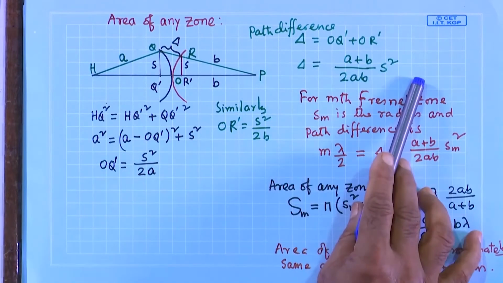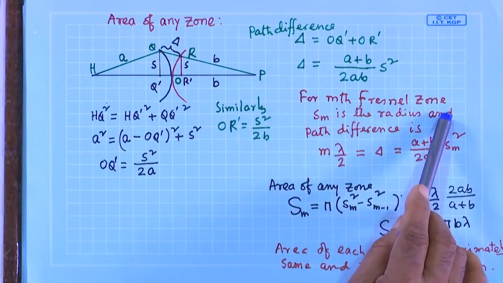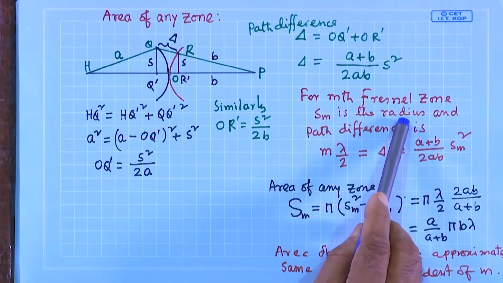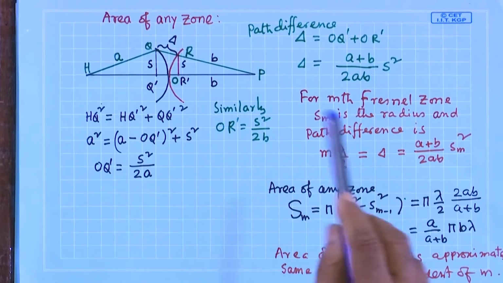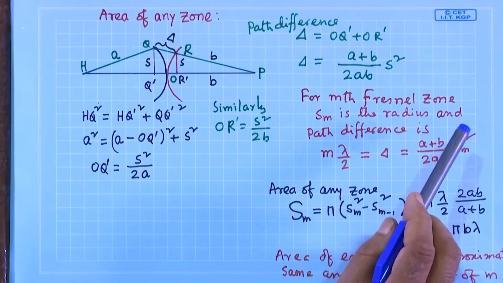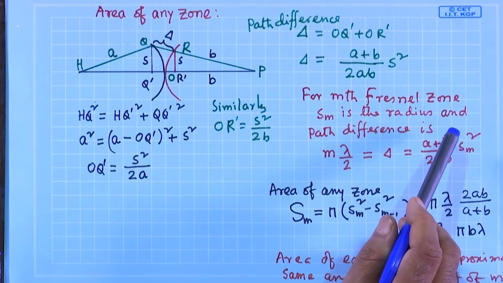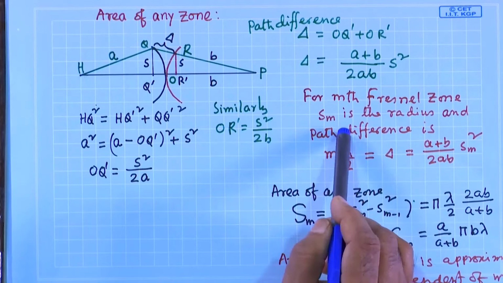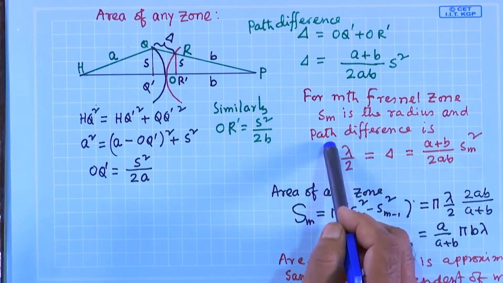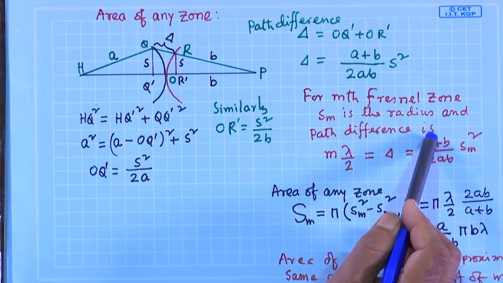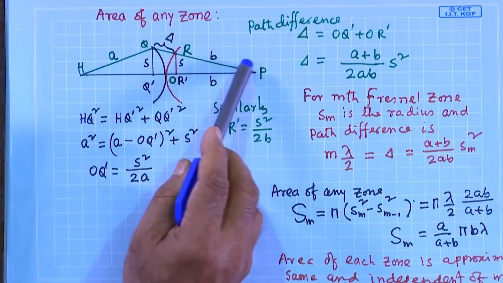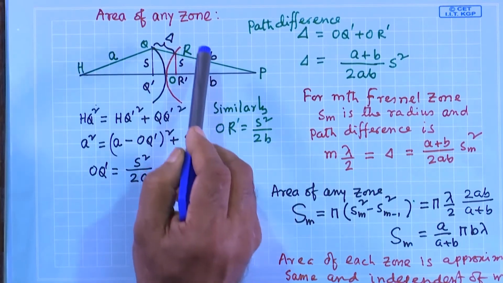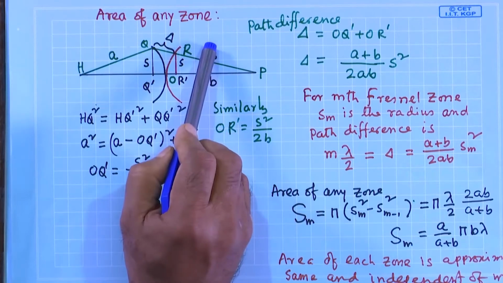So if this is the path difference, for the mth Fresnel zone, we can write S_m as the radius from the center. Okay, from the center S_m is the radius, and the path difference will be, if it is the mth one, lambda by 2 times m, that is m into lambda by 2.